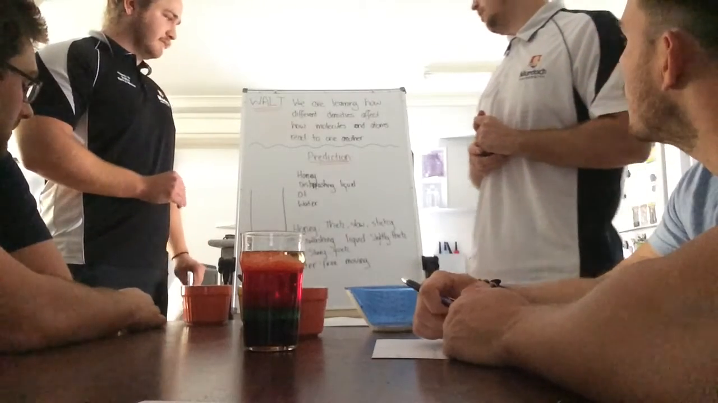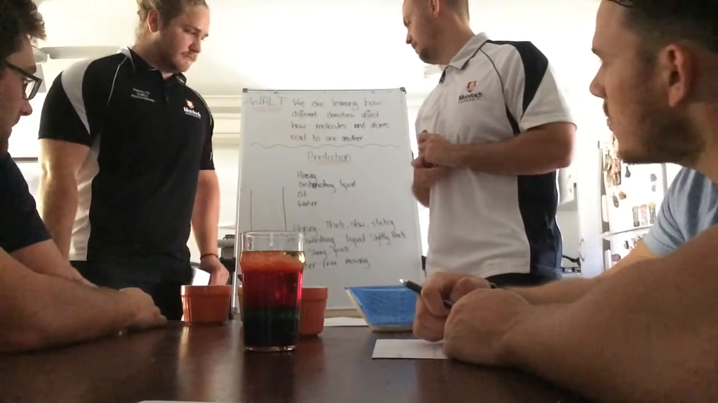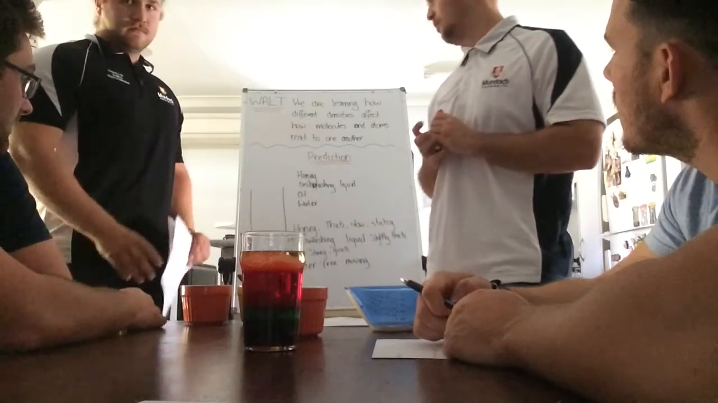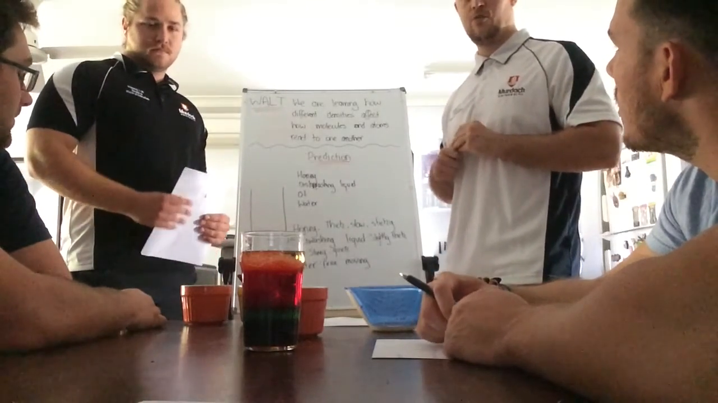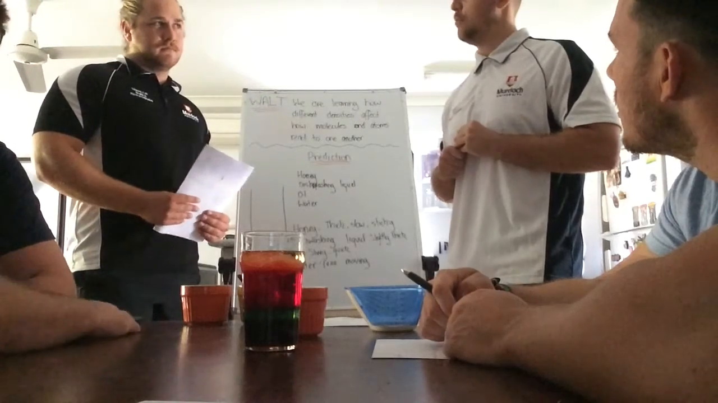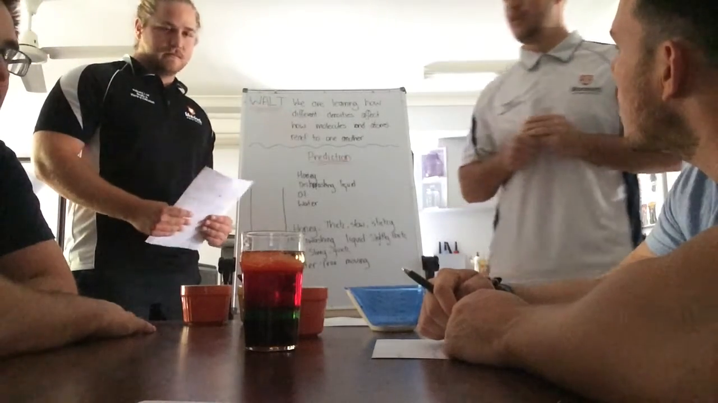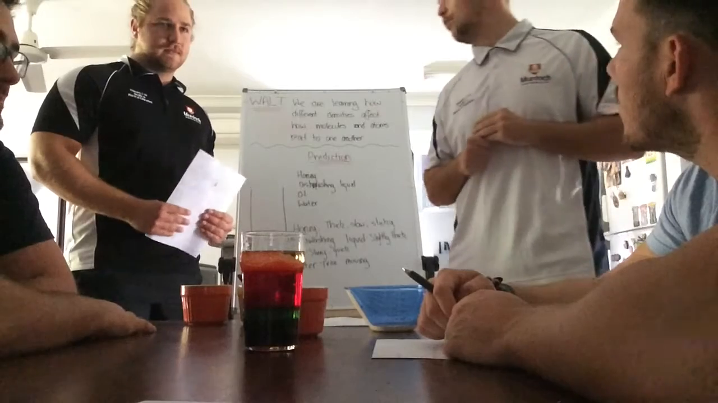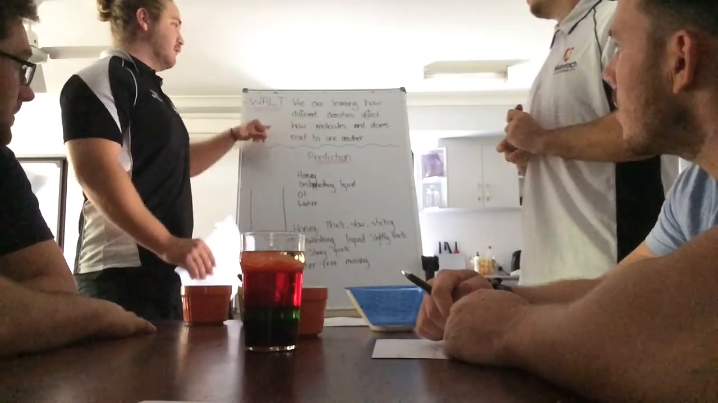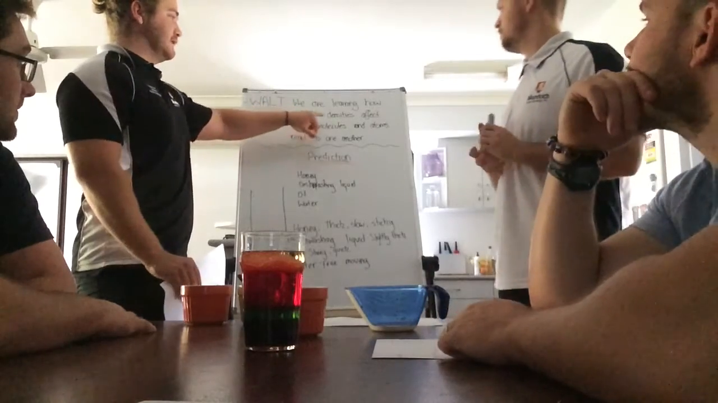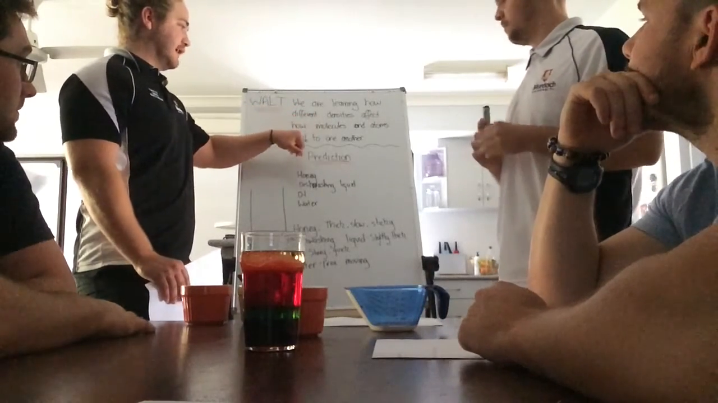A good way to remember it, relating it to our topics, is the oil spill that happened in the US with the big BP oil mine. The oil came to the surface, and a lot of wildlife died. That's how I remember that water and oil have different densities. So going back to our wall, we can see we're learning how different densities affect how molecules and atoms react to each other.